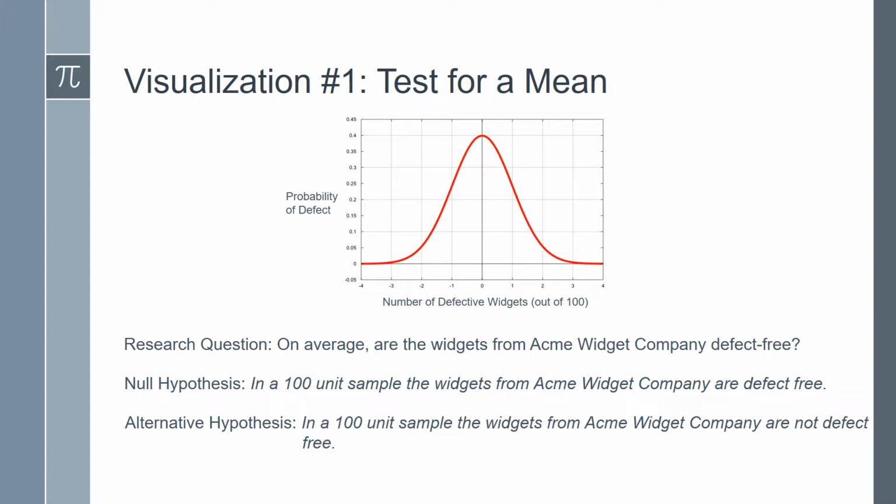The research question is as follows. On average, are the widgets from Acme Widget Company defect-free? The null hypothesis would be, in a 100-unit sample, the widgets from Acme Widget Company are defect-free. The alternative hypothesis is, in a 100-unit sample, the widgets from Acme Widget Company are not defect-free. If the null hypothesis is rejected, an explanation as to why the relationship should exist is needed.